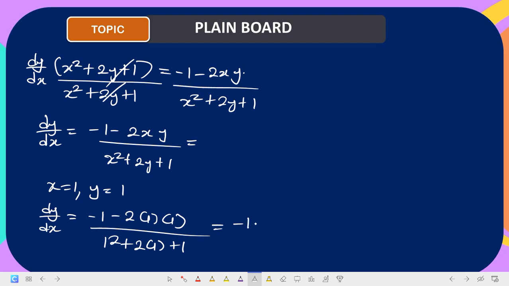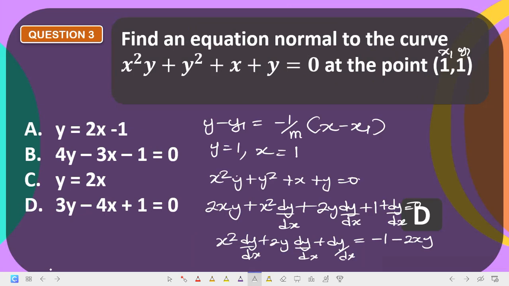Then minus 2 times this is what? Minus 2. Divided by, now, 1 square is what? 1 square will give us 1. Plus this will give us 2 plus 1. So that at the end of the day, our answer will become minus 3, because minus 1 minus 2 is minus 3, divided by 4. That is our value, minus 3 divided by 4.